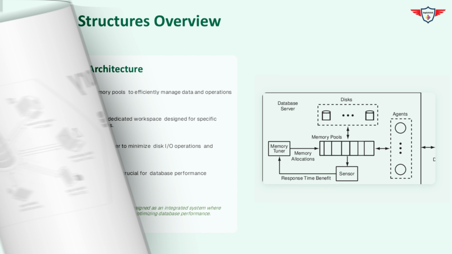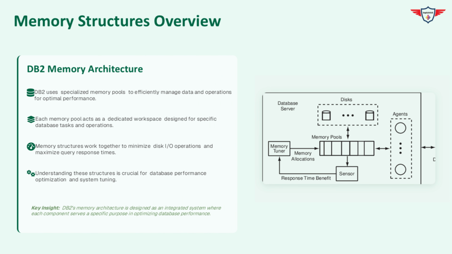Let's get started. Think of DB2's memory architecture as a well-organized warehouse system. Just like a warehouse has different sections for different types of goods, DB2 uses specialized memory pools to handle different types of database operations. But here's the key insight. These aren't just random storage areas. Each memory pool is carefully designed for specific tasks, and they all work together like a perfectly choreographed team.